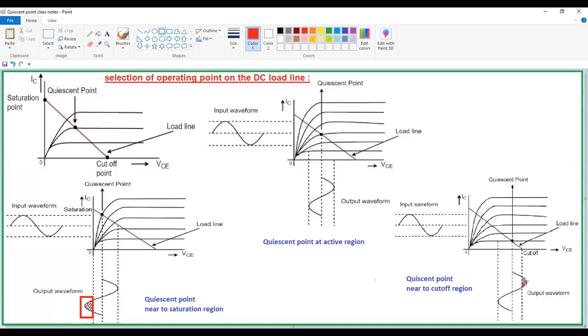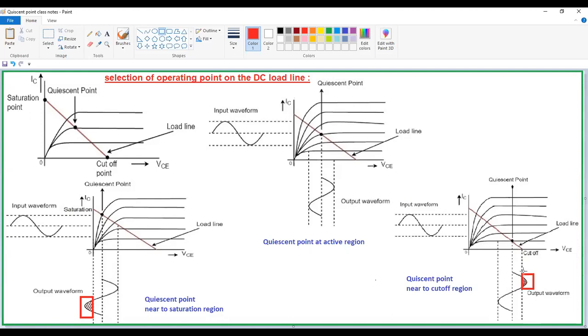Similarly, consider the quiescent point near to the cutoff region. If you observe here, if the quiescent point is near to the cutoff region, then what will happen? Now this is an input waveform. When you give the input waveform like this, there is a distortion in the case of negative pulses here. Observe these lines. There is a distortion in this negative half cycle. That means when the quiescent point is near to the cutoff region, the output waveform is also not a replica of your input waveform. That means there is a distortion in the output waveform.